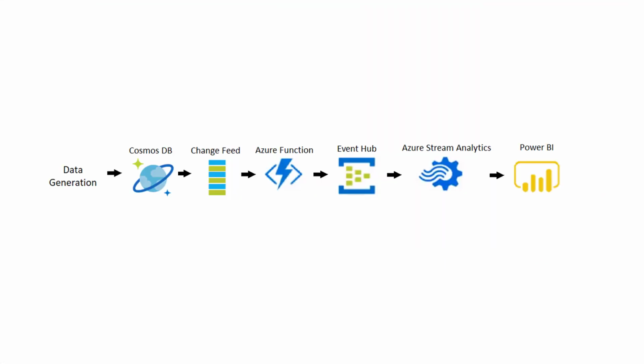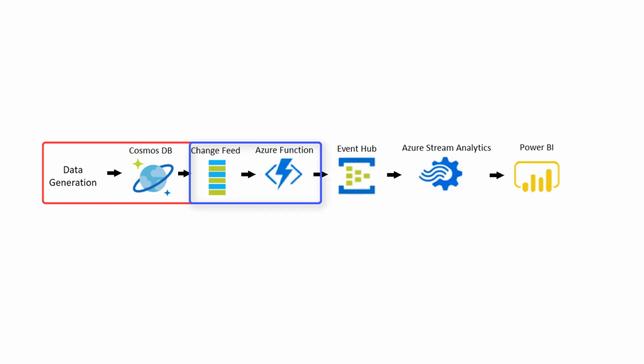So back to our initial pipeline, we've generated data and sent it through to CosmosDB. This is where the change feed comes into play. Every time a new event is created and sent into CosmosDB, the change feed adds that event to its records. The functionality of the change feed is completely automatic and totally taken care of by CosmosDB. And every time the change feed adds an event to its records, it also triggers an Azure function.